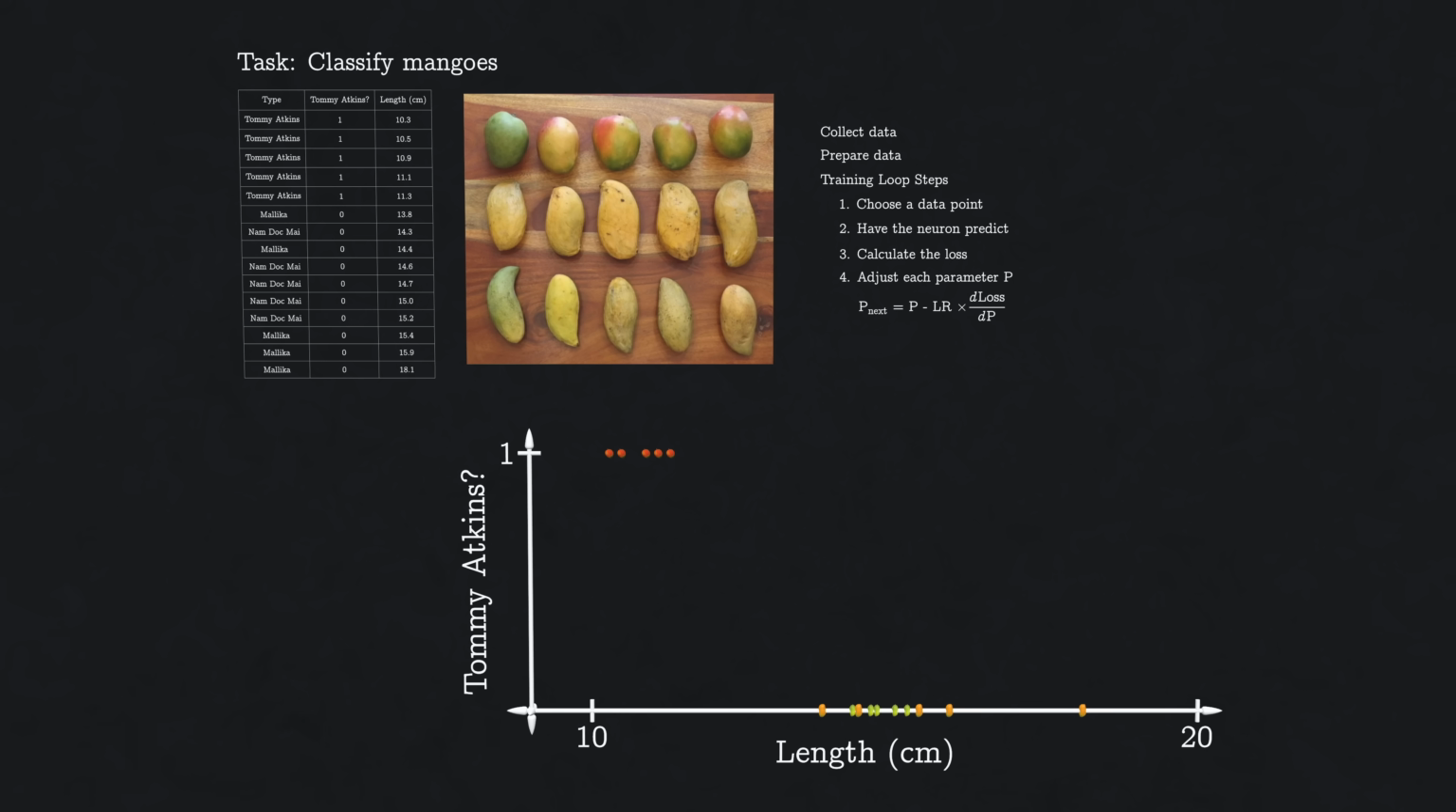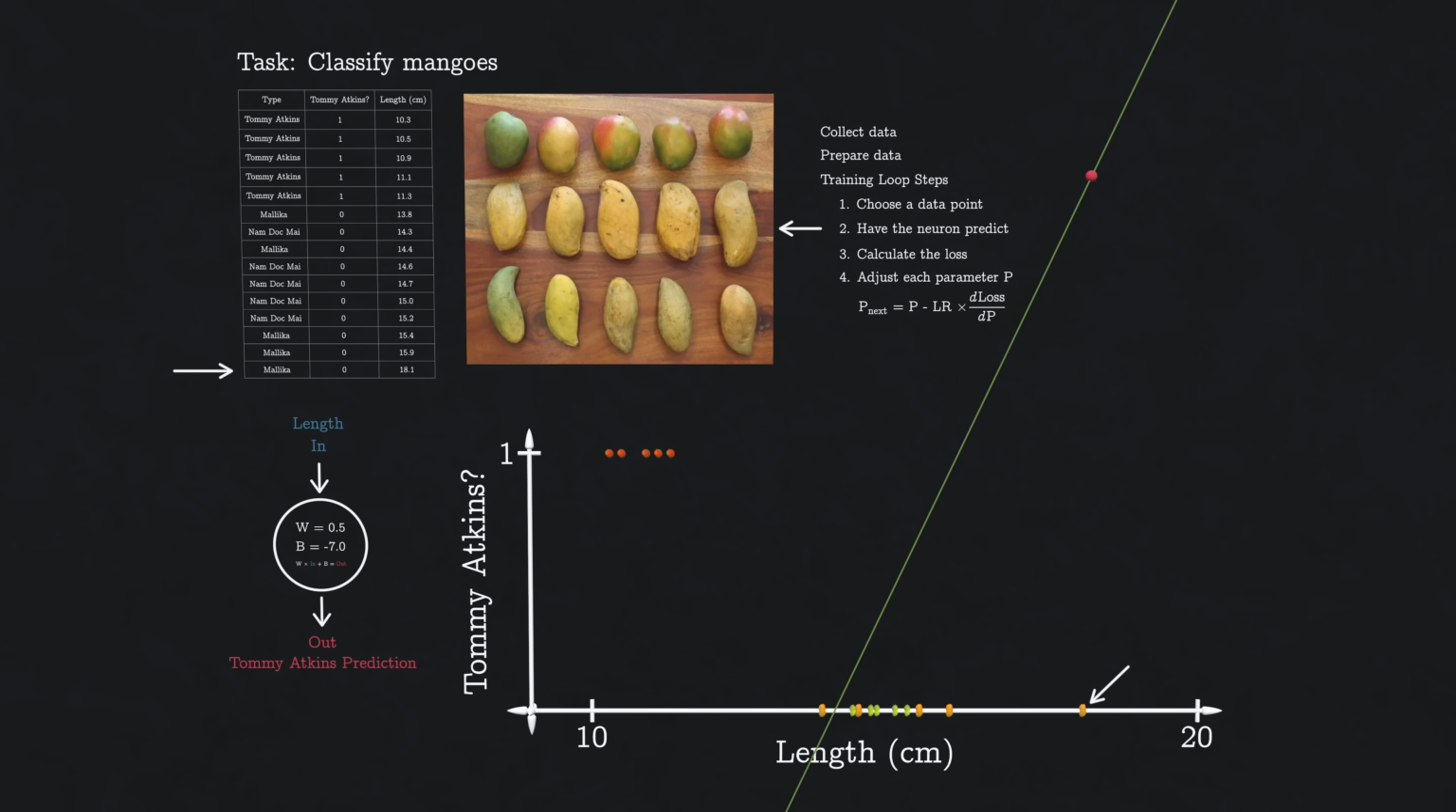So let's give our neuron an initial weight and bias. This neuron's function takes in a length and spits out a category prediction. And just like before, it's a linear function. If we try to predict the longest mango's category, we put 18.1 centimeters into the neuron and we get 2.05 out. What does this mean? 1 means Tommy Atkins and 0 means not Tommy Atkins. So in that system, what would 2.05 mean?